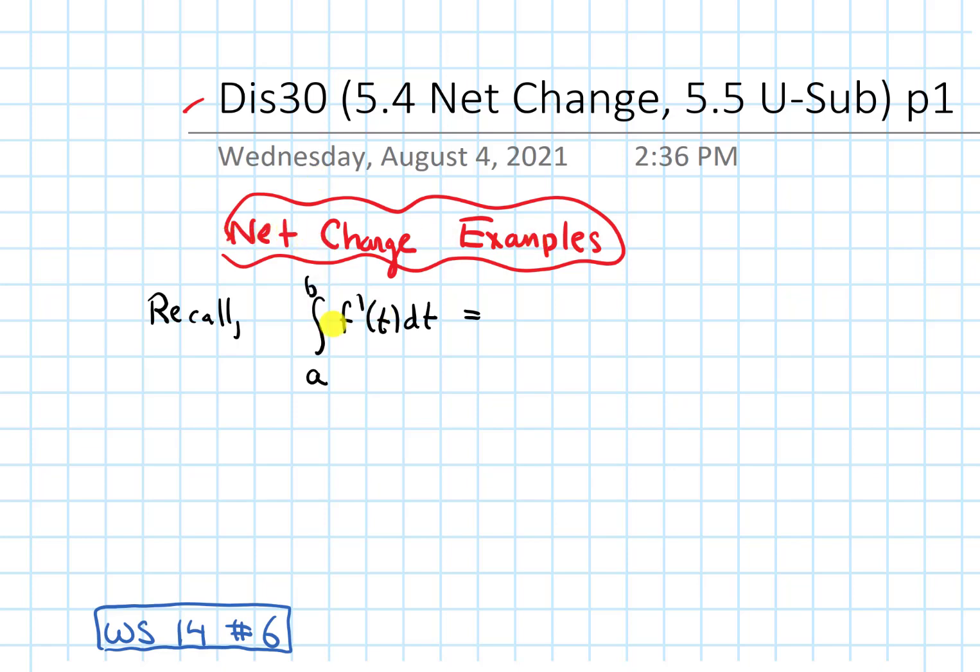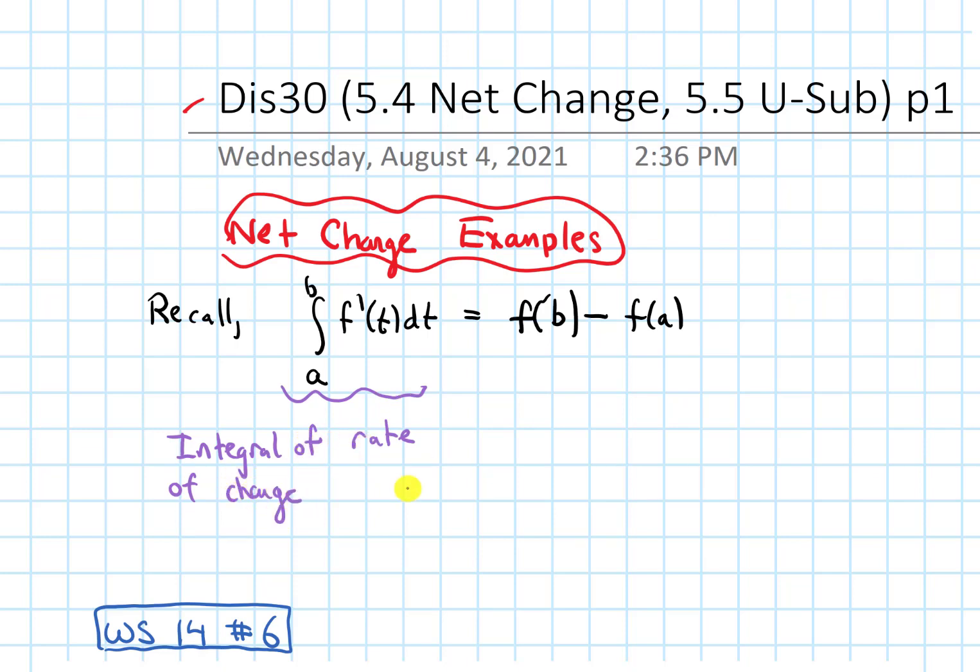So recall the definite integral from a to b of f prime of t dt. To evaluate this, I can take the antiderivative of f prime, which is f, and evaluate it at b, and then minus f of a. If I think about what both sides represent, the left-hand side is an integral of a derivative, and a derivative represents a rate of change. So this is the integral of a rate of change, an instantaneous rate of change of the original function f from when t equals a to t equals b.